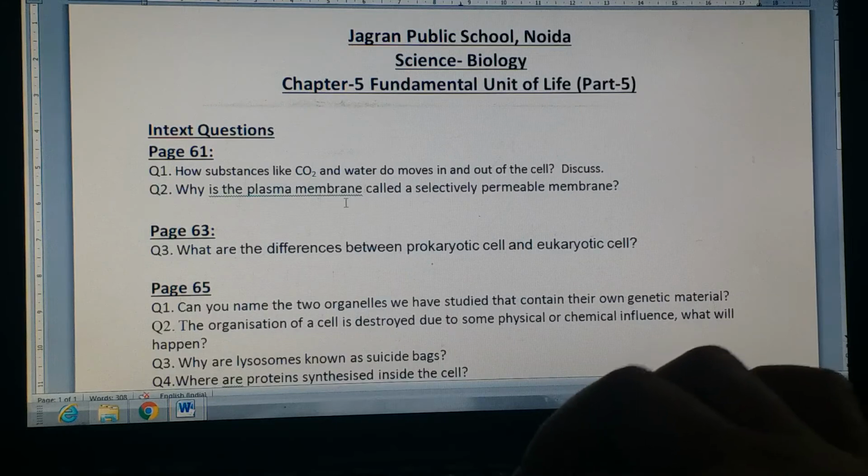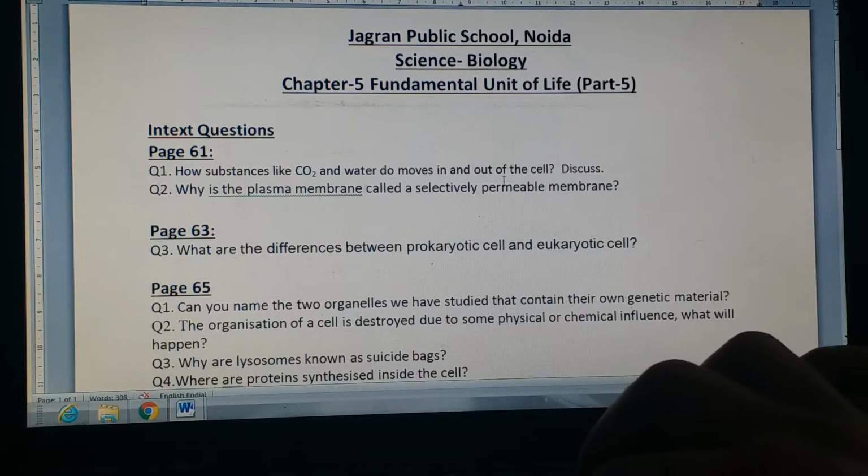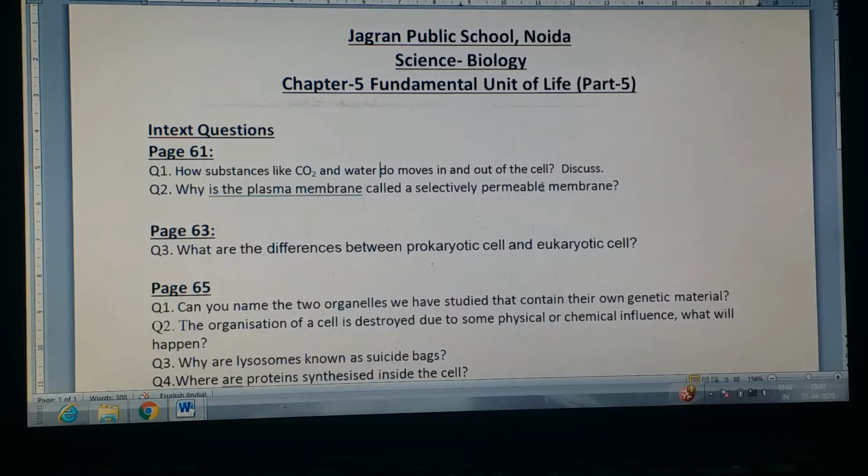Now the next question is, why is the plasma membrane called a selectively permeable membrane? The plasma membrane is called selectively permeable because it allows entry and exit of some materials in and out of the cell and prevents the movement of some other materials through it. That is why it is called a selectively permeable membrane.